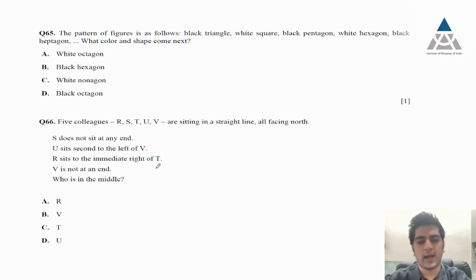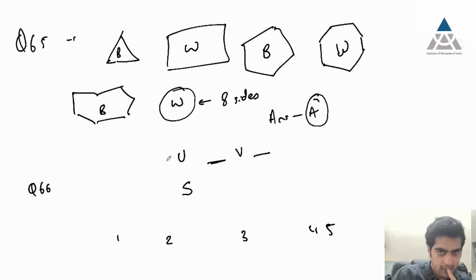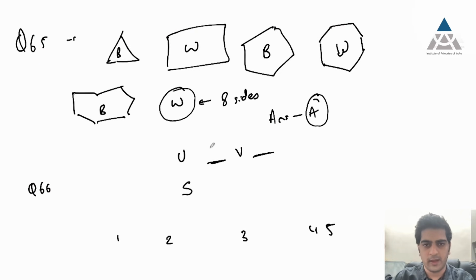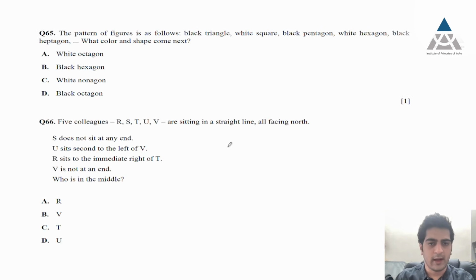R sits to the immediate right of T. So now, if there is 1 or 2 spaces after this, R cannot be here because R is to the immediate right of T. So R cannot be here for sure. R cannot be here because if R is here, that would mean T is here, which would mean V becomes an end. So absolutely not the case, which means R is definitely here and this is T. So you have U dash V T R. Are we contradicting anything? No.